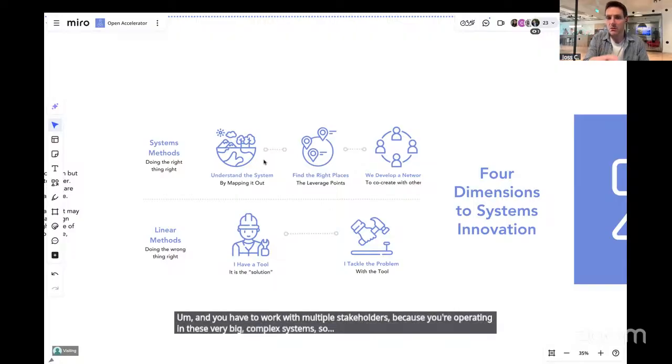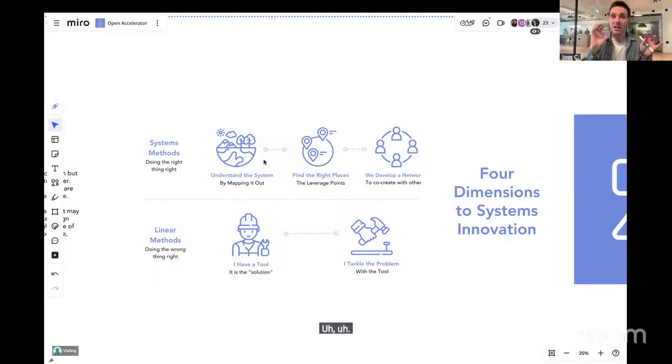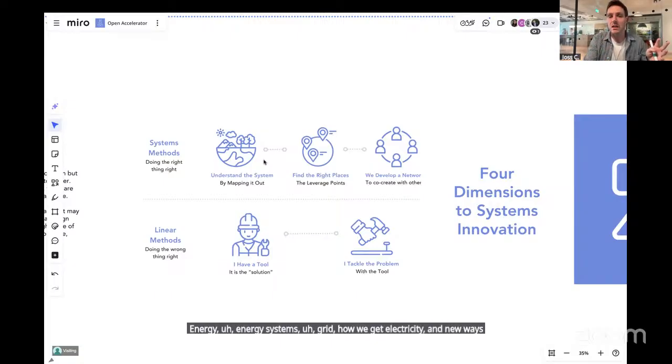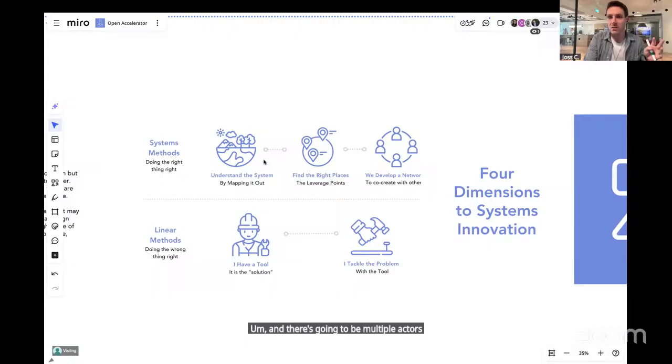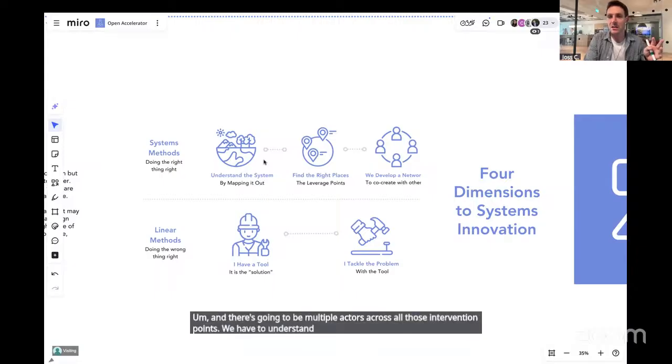So if we just took the energy transition, right, there's no one solution to that, or decarbonizing our energy systems. There's no one solution to that. It will require us thinking broadly about our energy systems, our grid, how we get electricity, and new ways of doing that. It will require that we understand the system that we currently have. It will require multiple intervention points, right? Not just one. And there's going to be multiple actors across all those intervention points. We have to understand those actors and how to work together.